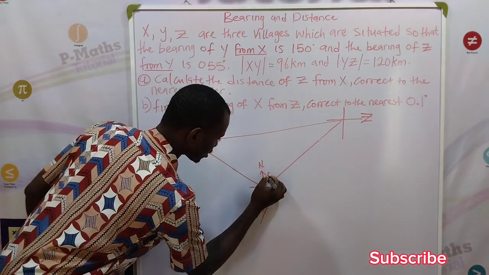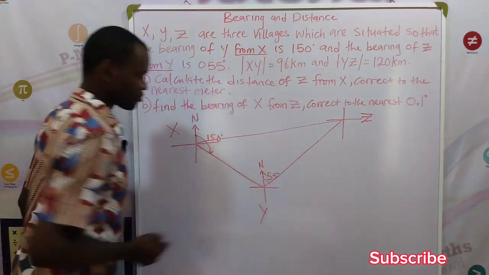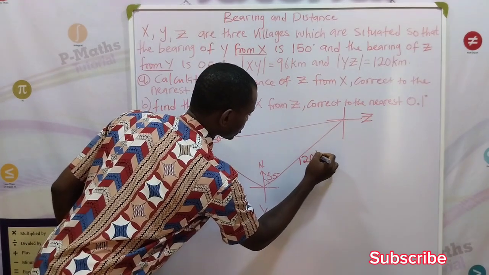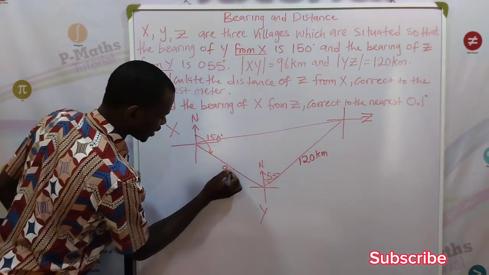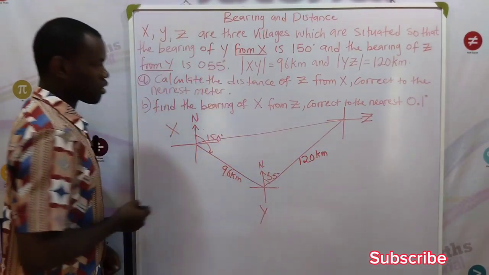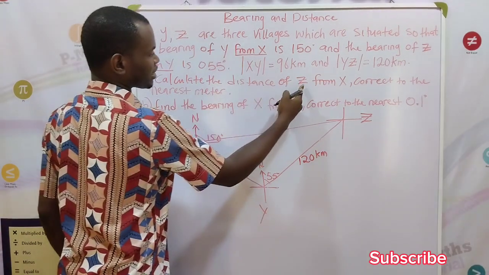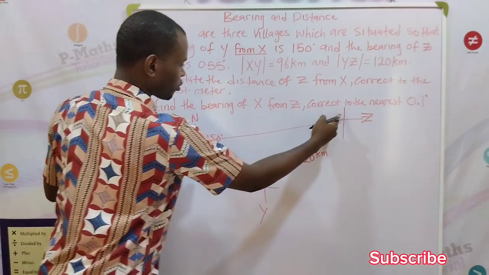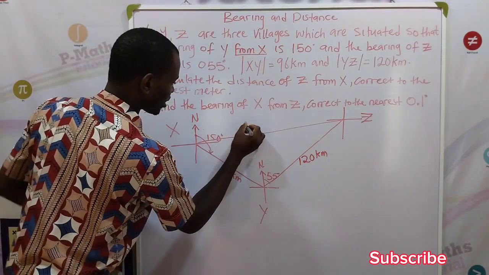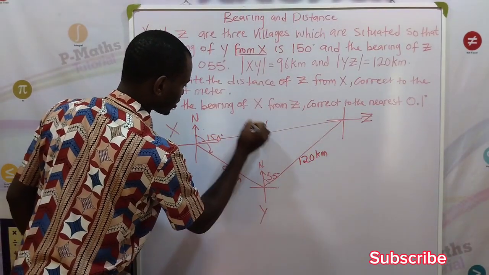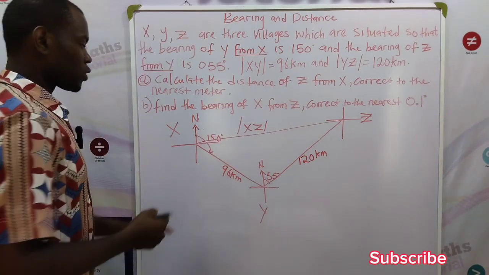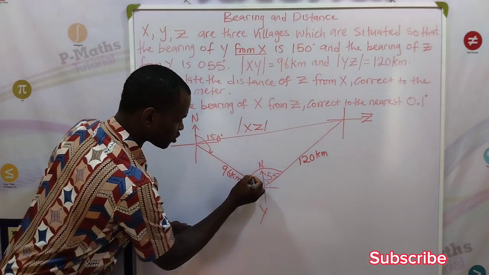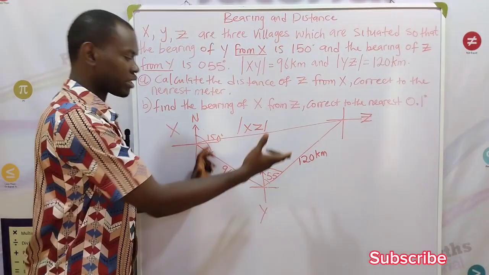So remember that here is 55 degrees. So let's label the distance. Here is 120 kilometers and here is 96 kilometers. Then the question says calculate the distance of Z from X. This is our X and this is our Z. So we are looking for this distance. Let's label it XZ. That's the distance we are looking for, right? So we need the angle at this position in order to solve this diagram.